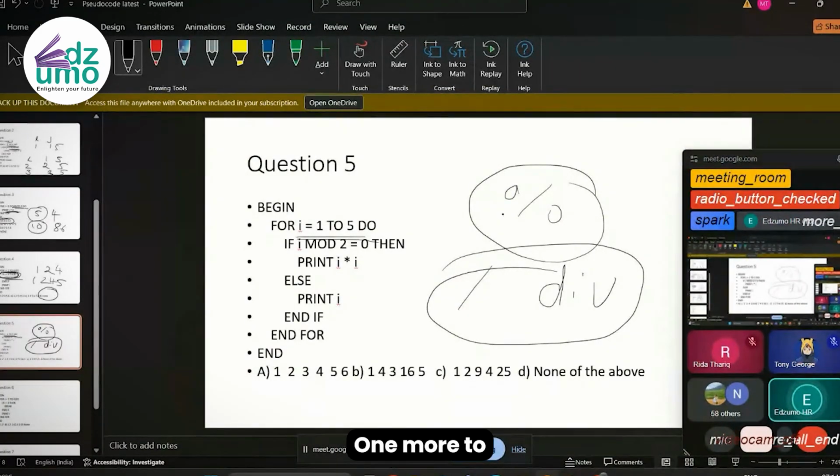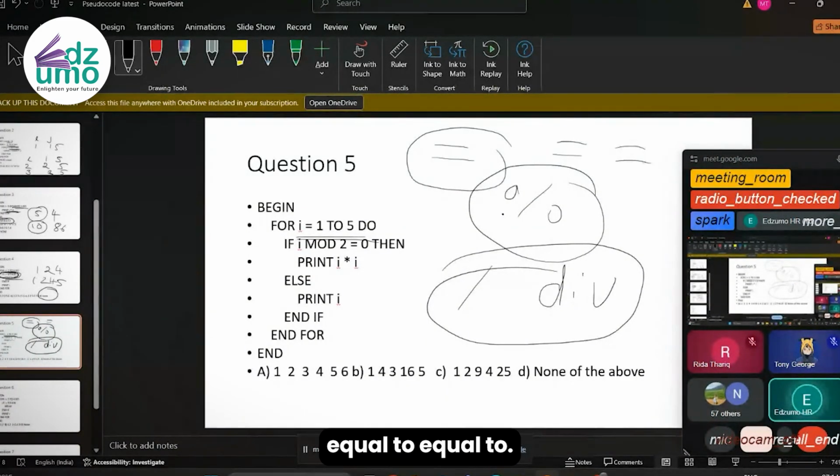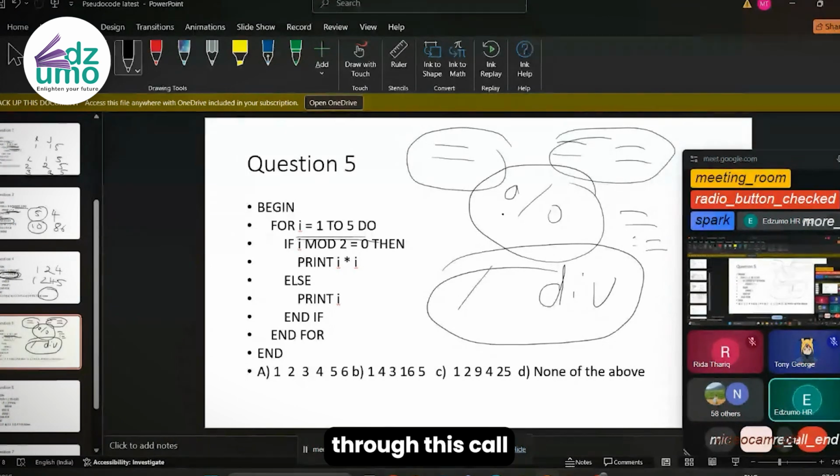1 mod 2. Remember, in Pascal programming language, this is same as equal to equal to. Understood? Equal to is same as equal to equal to in C programming. And for assignment, in C we use the assignment operator. In Pascal it is colon equal to. Most of the pseudocode questions are modeled after Pascal or C programming.